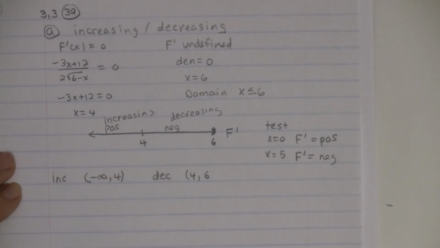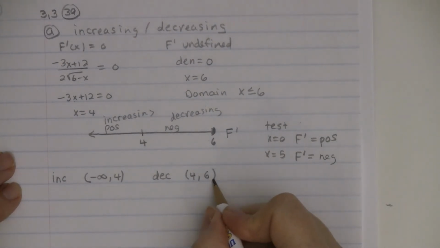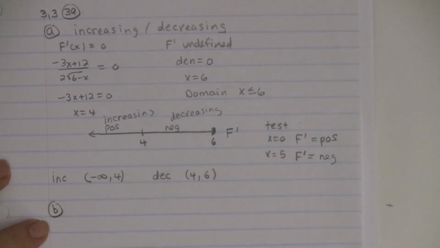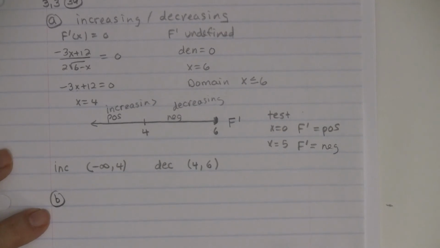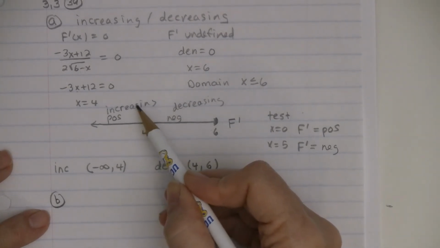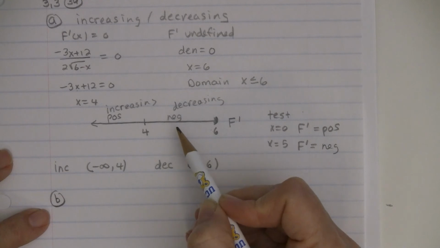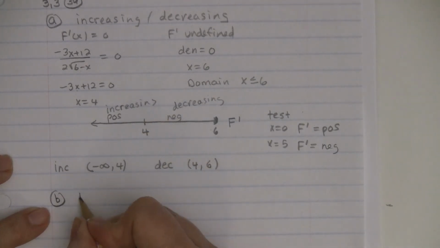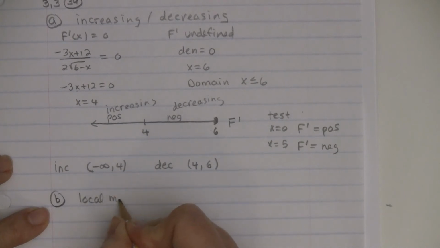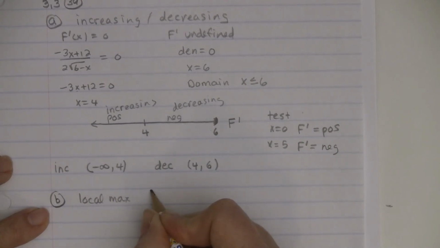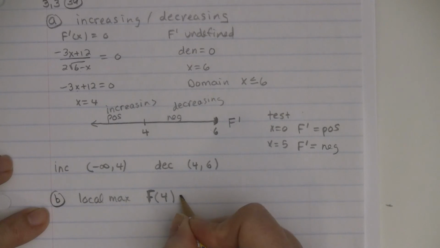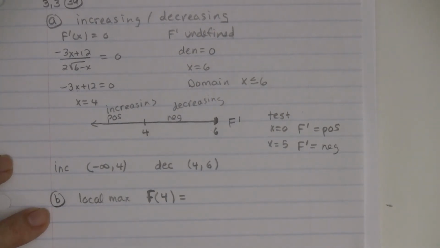Okay, and so Part B asked us about a local min or a local max, and this is going up and then coming back down, so this is a maximum, a local max, and we have that at F, capital F, because that's the name of this function, at 4. And remember to go back to f, not to f prime, to plug in.